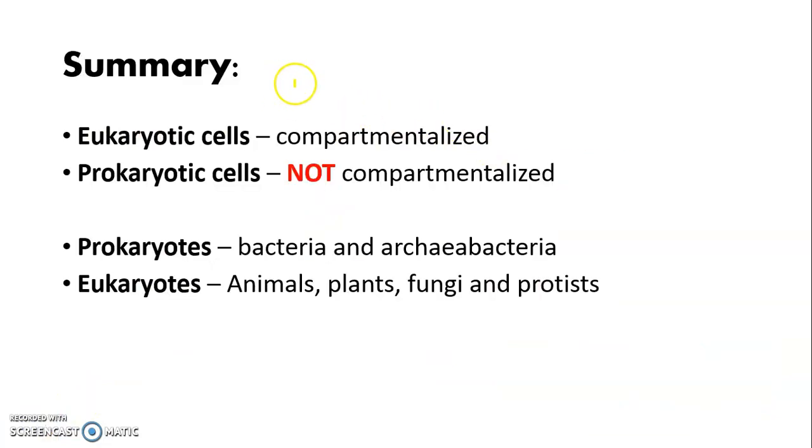So again, to summarize our lesson, eukaryotic cells are compartmentalized. So their organelles or their internal environment are compartmentalized. Whereas in a prokaryotic cell, everything is scattered because they are not compartmentalized. Examples of prokaryotes or prokaryotic organisms are bacteria and archaeobacteria. Examples of eukaryotes are animals, plants, fungi, like mushrooms, and then protists.